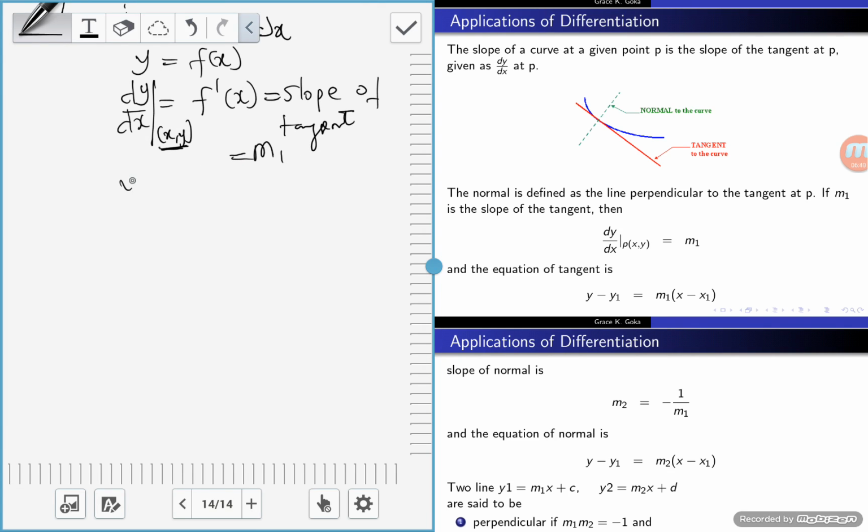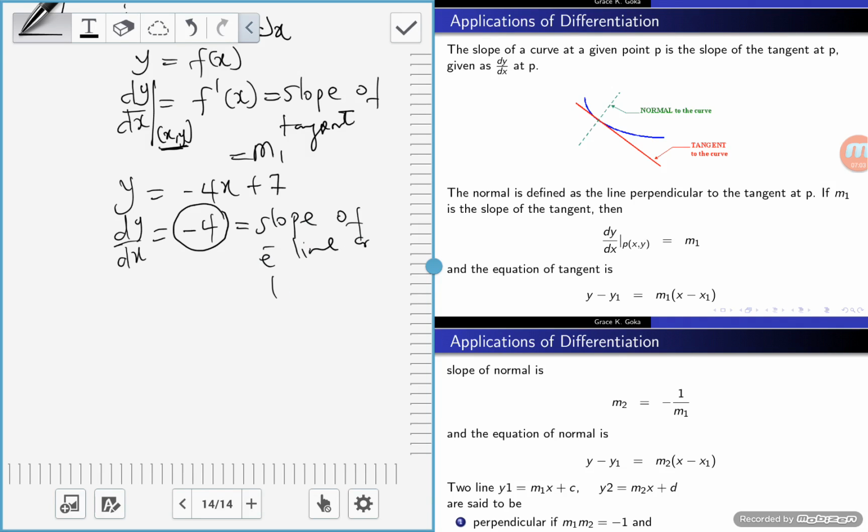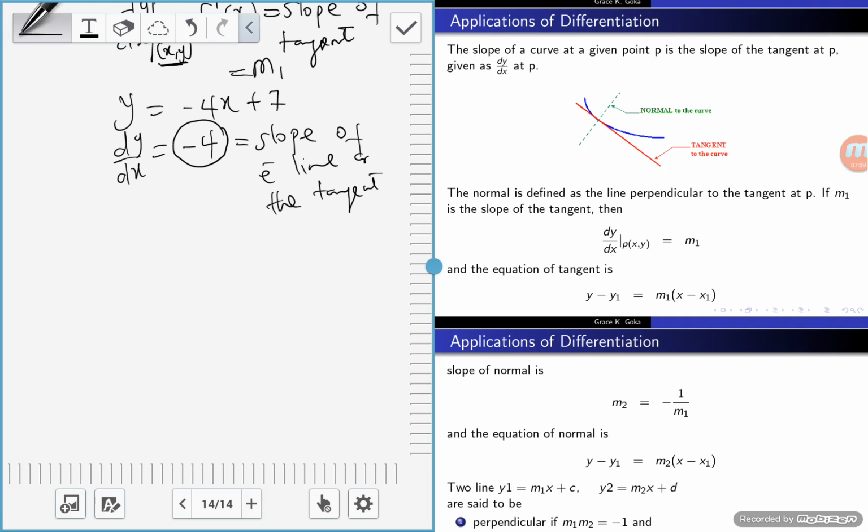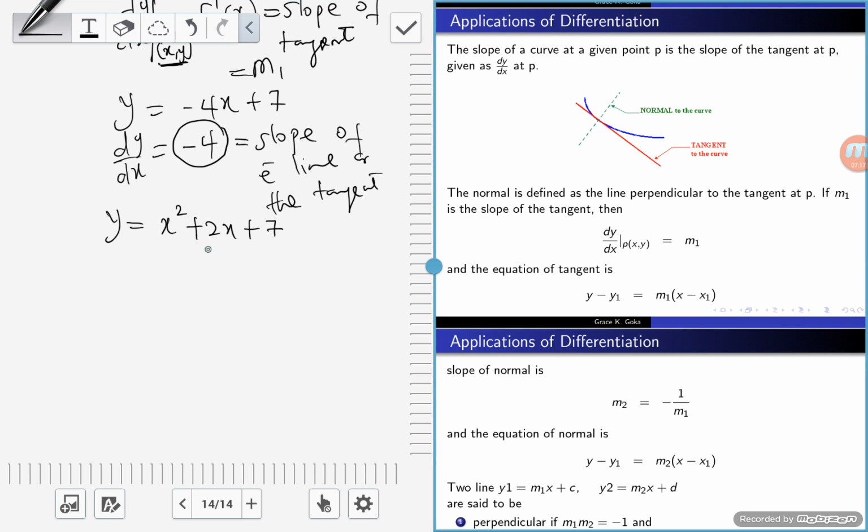All right, an example is if y is equal to negative 4x plus 7, then if I differentiate this line, dy dx is equal to negative 4. It means negative 4 is equal to the slope of the line or the tangent.